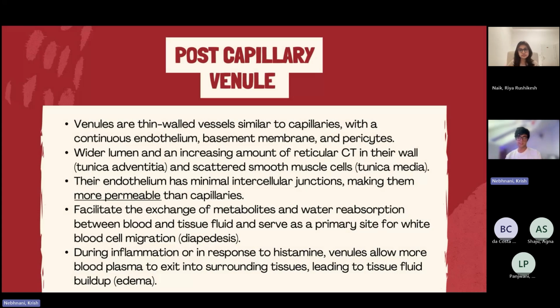What are intercellular junctions? You must know them from the general histology, junctions between cells. But in this case, the endothelium has very minimal intercellular junctions. So what happens is, since they're minimal, the cells are going to overlap. And once they overlap, they're going to be permeable.